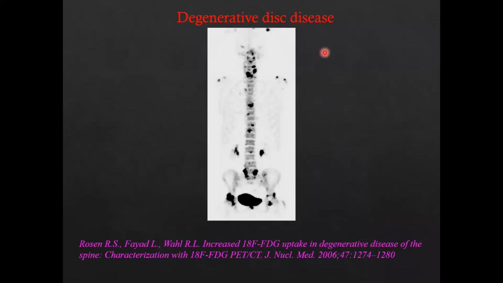So coming to degenerative disc disease and degenerative bony disease, there is extensive uptake again. So it can mimic some sort of focal metastasis or multiple metastases. But again, these are significant extensive degenerative changes which will give a significant amount of activity in the entire spine.